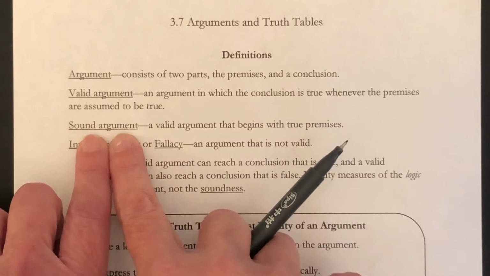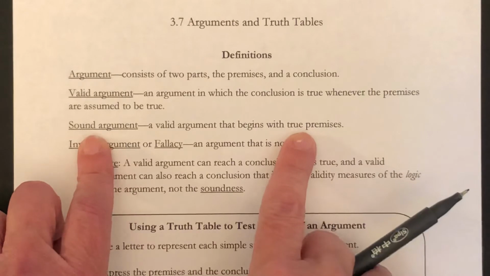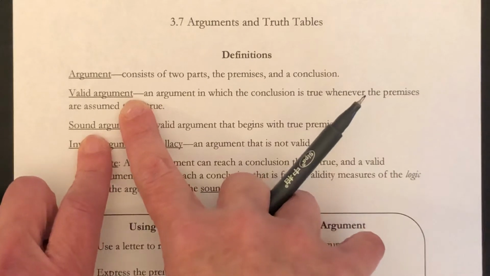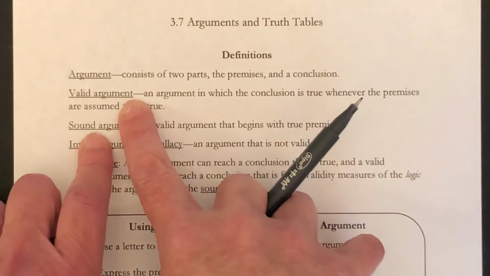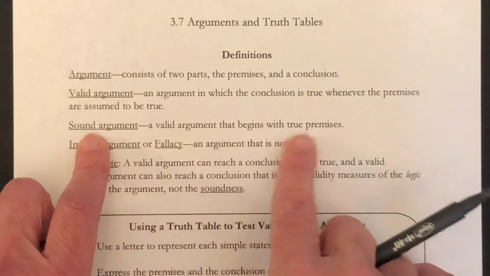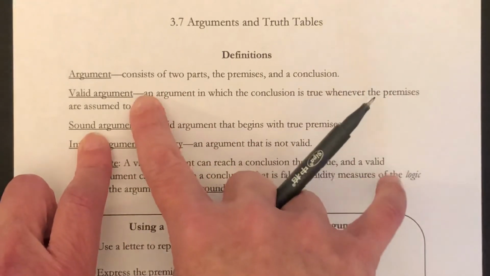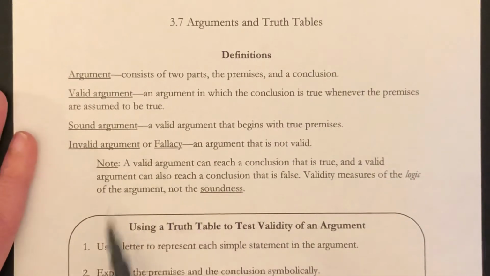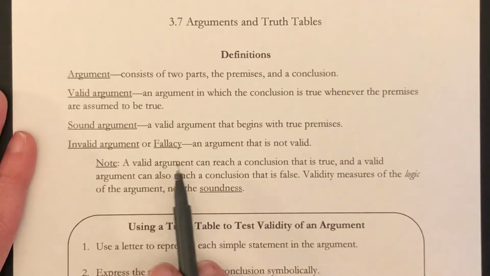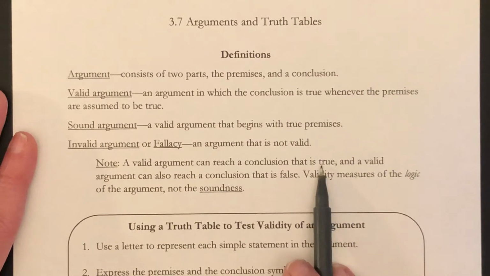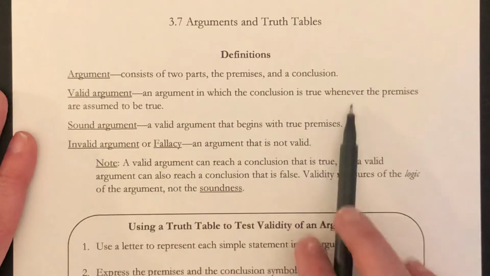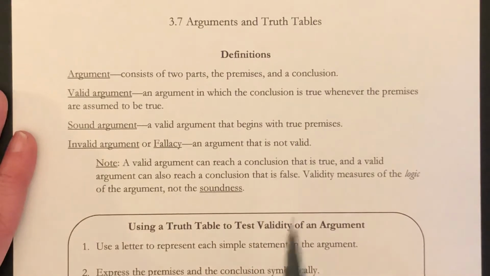A sound argument is a valid argument that begins with true premises. So here, a valid argument, the logic is good. You may or may not actually have a good argument at the end, but the logic is good. Sound arguments start off with things that are true, and then they are valid, so the logic is true, so your answer is definitely true. An invalid argument, or a fallacy, is an argument that's not valid. Okay? A valid argument can reach a conclusion that is true, and a valid argument can reach a conclusion that is false. Remember, because if your premises are false, you may end up with something that is false, and the logic would still be good.